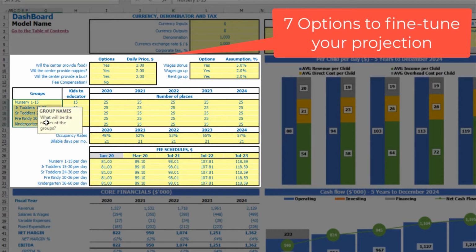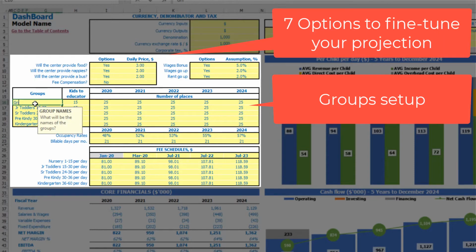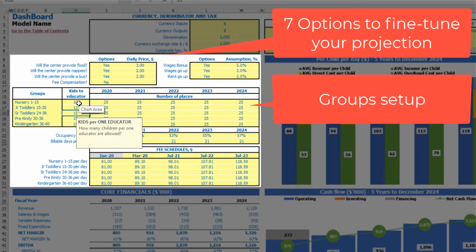In the next section, you can set up your main revenue groups or streams. By default, it's broken down by nursery, junior toddlers, senior toddlers, pre-kindy and kindergarten, but you can change it to group A, group B, etc, whatever name you need to use in the model, and it will be changed across the full model. The next very important KPI is how many kids per one educator for this group, so it can be 10 for example, 20, 13, or any other values you need to use.